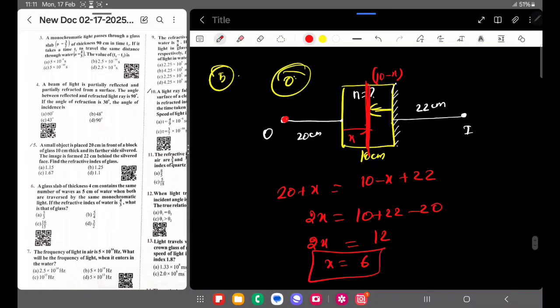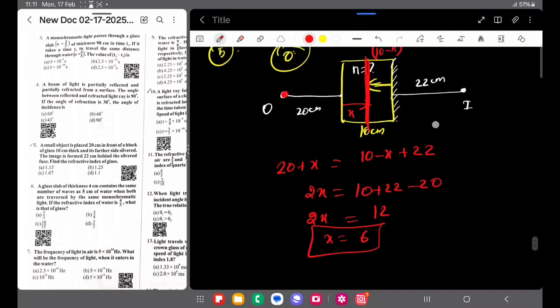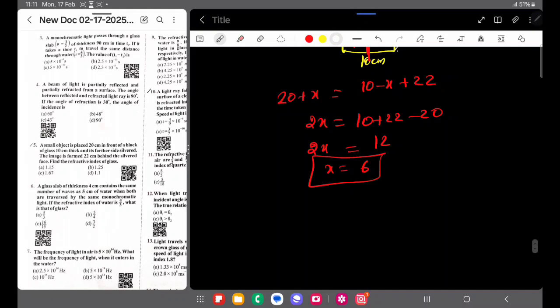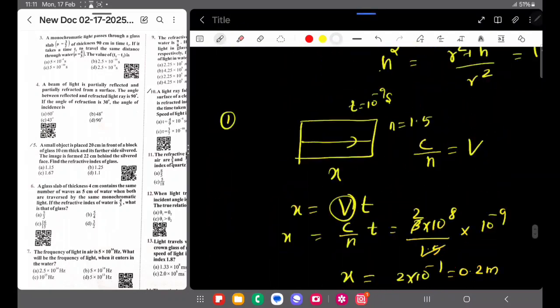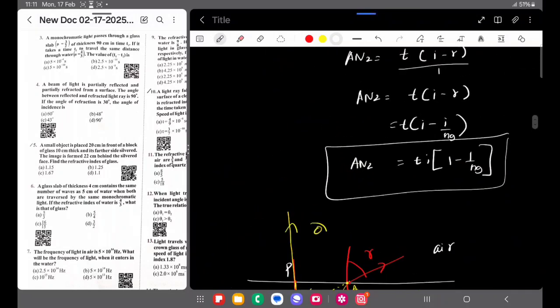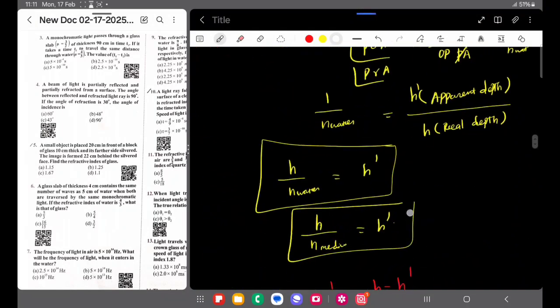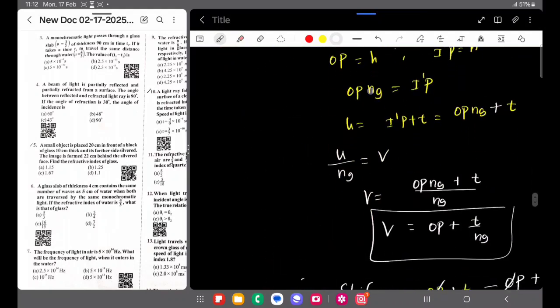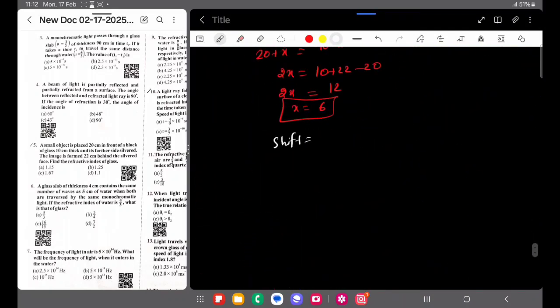If x is equal to 6, then what's the shift value? You know that shift is equal to 10 minus x. So 10 minus 6 is equal to 4. So we can readily use the shift formula then. We discussed the formula for the shift before. Yes, this is the shift formula: shift equal to h into 1 minus 1 by n medium. So make use of the same formula here.